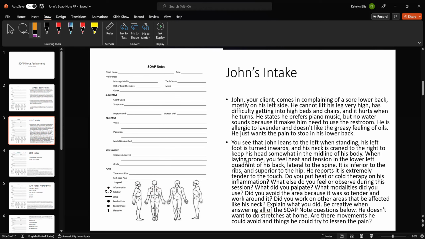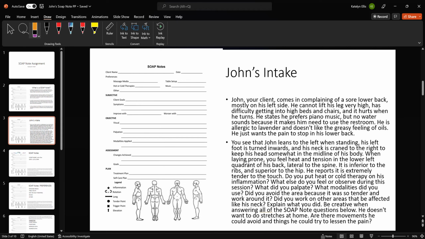All right, John's intake. Your client comes in. He is complaining of a sore lower back, mostly on his left side. He cannot lift his leg very high. He has difficulty getting into high beds and chairs, and it hurts when he turns. He states he prefers piano music, but no water sounds because it makes him need to use the restroom. He is allergic to lavender, and he doesn't like the greasy feeling of oils. He just wants the pain to stop in his lower back.